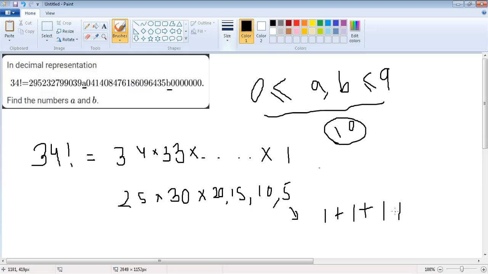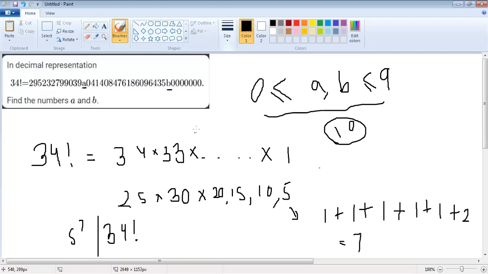In 15 also 5 occurs once, in 20 also it occurs once, in 30 also it occurs once, and in 25 it occurs twice. So the highest power of 5 that divides 34 factorial is 7. That means 5 to the 7 divides 34 factorial. Now obviously, since there are multiples of 2 after every second number, the highest power of 2 that divides 34 factorial would be much greater than 7, the power of 5.